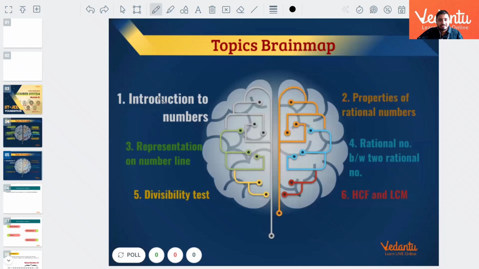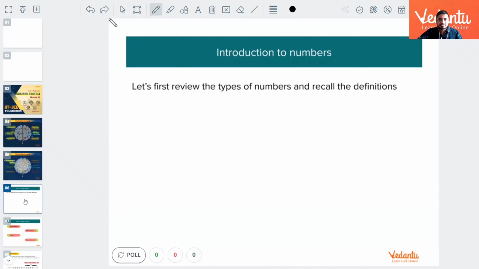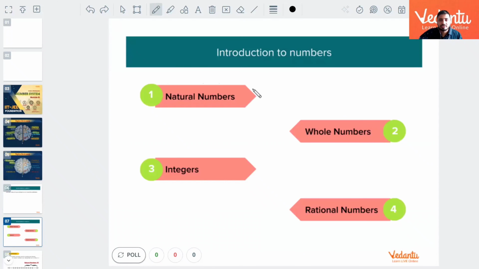So starting with introduction to numbers. Just before starting, recall the definitions which we have learned in previous classes. Types of numbers. Just type in the chat box what you have studied in the previous classes. Very good, Vaibhavi. What about others? You're doing very awesome. What are the different types of numbers?